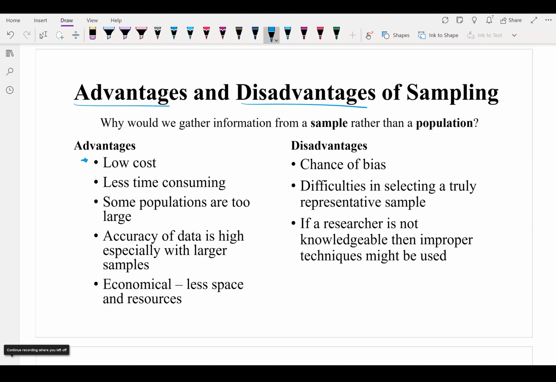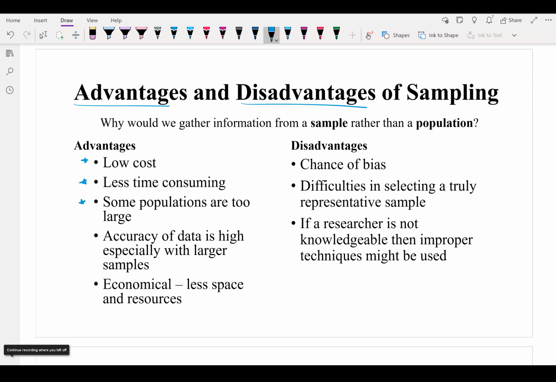There's low cost. It doesn't cost as much money to just deal with a few groups instead of the whole group. It's less time consuming, which means it takes a lot less time to get samples of a smaller group than to, for example, poll all of Canada, or get the heights of everyone in Canada instead of everyone in Newfoundland, for example, because populations can be too big. Maybe, if you wanted to have a good idea of something about the whole world, like what's your favorite food, but you try to poll everyone on Earth, it's going to take a whole long time.